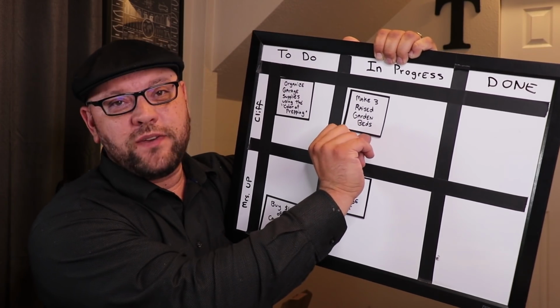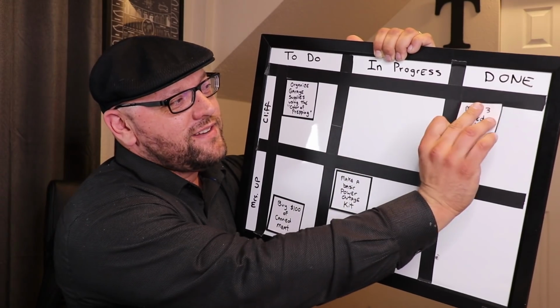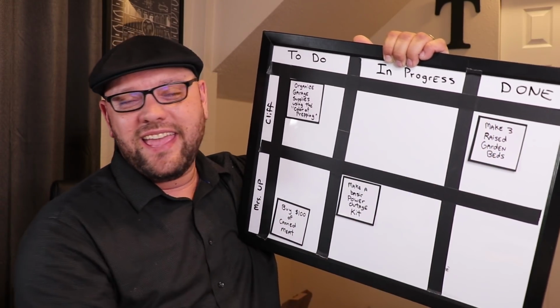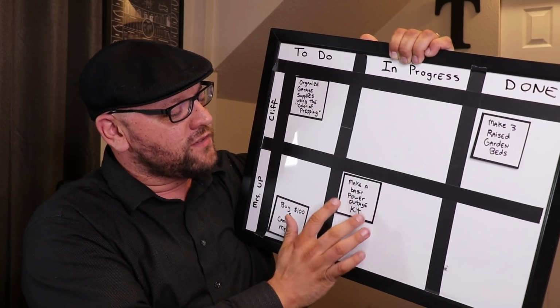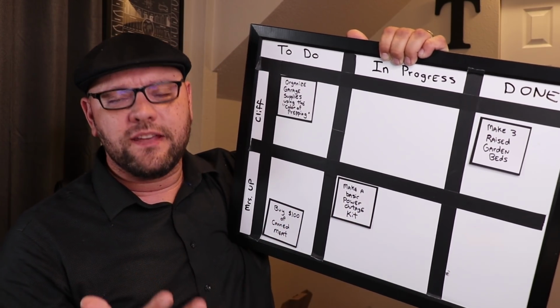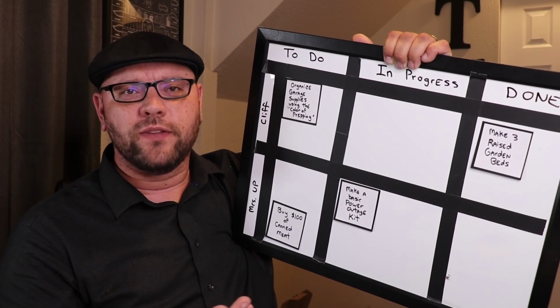So let's say I finished my 3 raised beds. So then I'm going to move it over to the done column. That means it's done and it's ready to go in case of an emergency. Let's say that Mrs. Urban Prepper, as she was working on it, there was some stuff that she couldn't get for this particular kit. Maybe it's sold out or something.